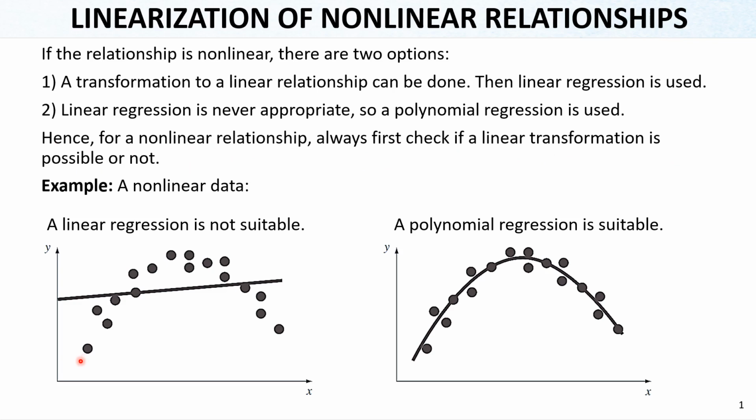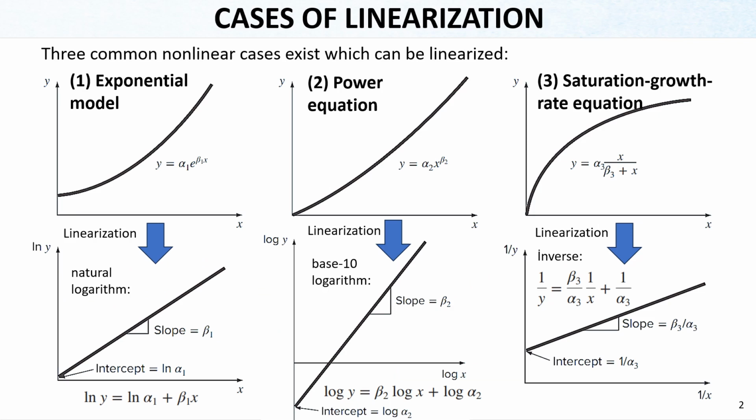You can see this is basically nonlinear data. If we apply a linear regression directly to this, it is not suitable. We need to check if we can somehow transform it to a linear version. If not possible, then use a higher order polynomial to be able to have a good regression like this. When we have data which shows a nonlinear relationship, we can first think of whether we can convert it to a linear relationship.